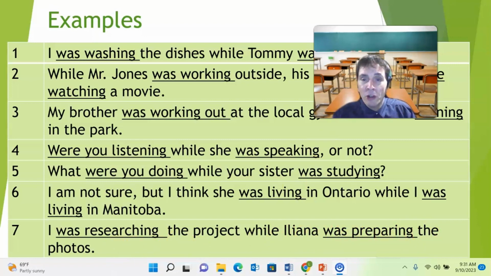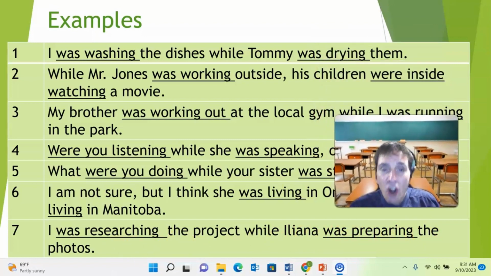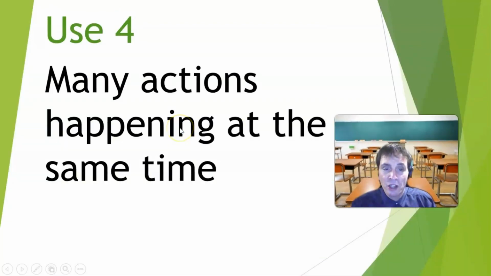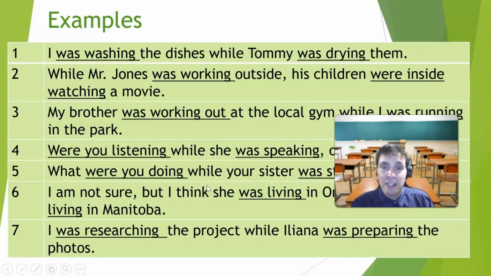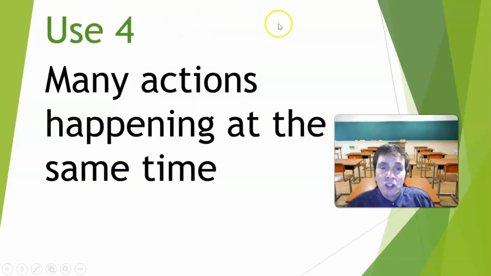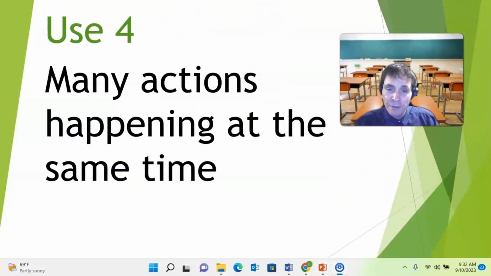Now, one thing you might notice here is that a very common word that we use when we are talking about two actions happening at the same time in the past is the word while. So that word while means when there are two things happening at the same time. So we're going to move on and let's go on to our use number 4.